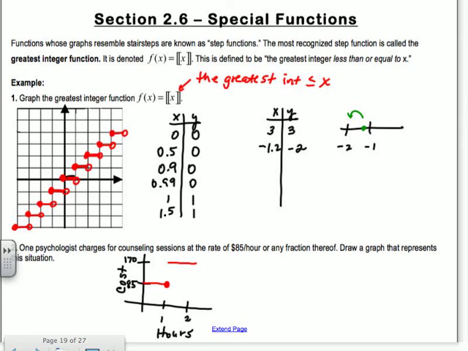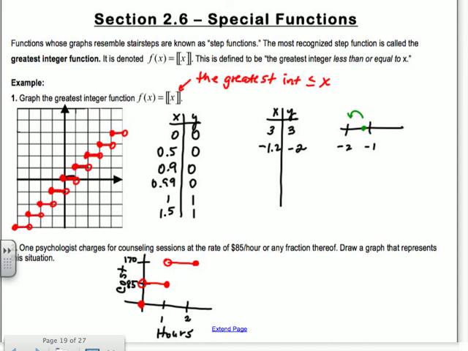85. So exactly 1 hour needs to be filled in. Once you get past 1 hour, it's 170. All right, so they're filled in on the right in this case. What about at 0? They would charge me 0. That would be that point there.